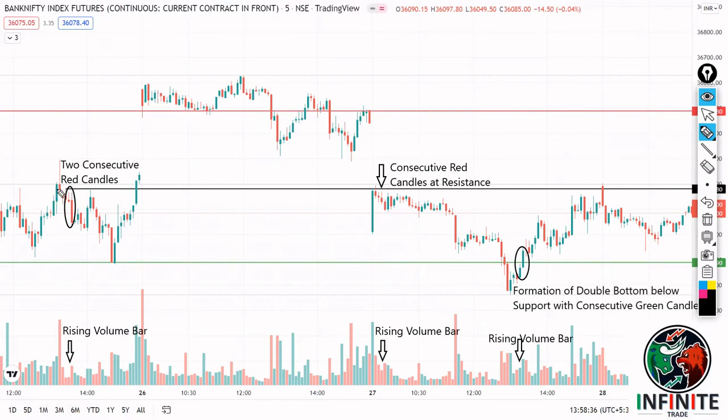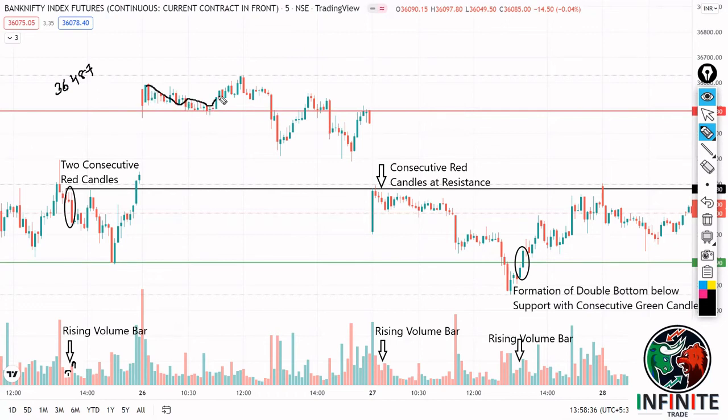So in this case, this is a continuation of the same chart. So this is the 25th. We saw this. Here we have two red candles with a rising volume bar. These are the ones. So I've marked this as a resistance with a black line. Okay, so next day, what happened? Market opened gap up, and that too above the resistance that we had. So this resistance was 36,487. Okay, Bank Nifty opened gap up above this resistance.